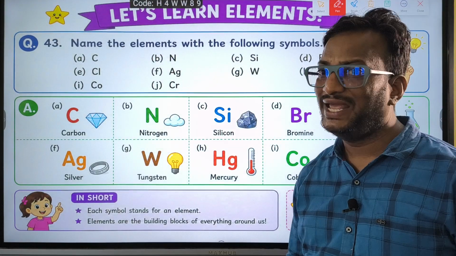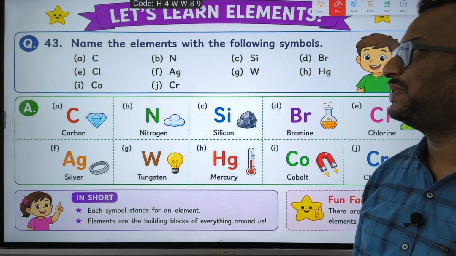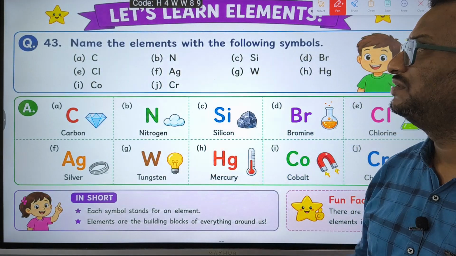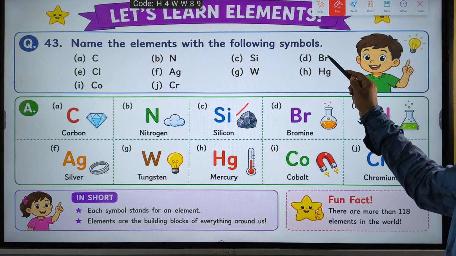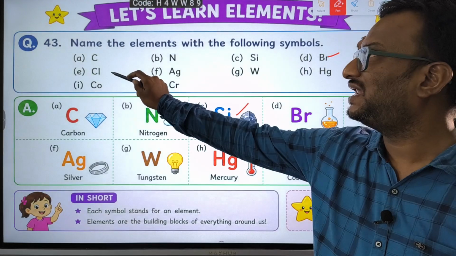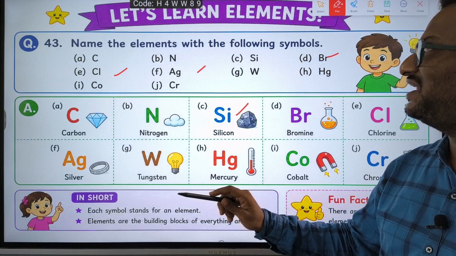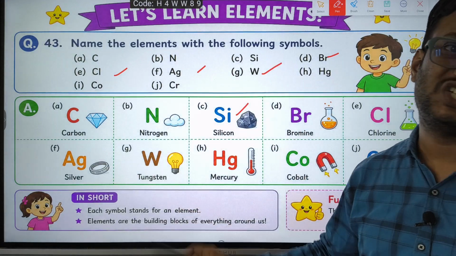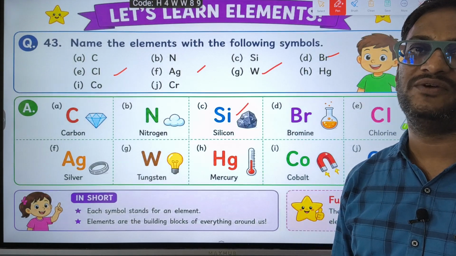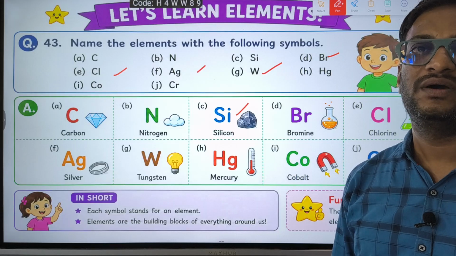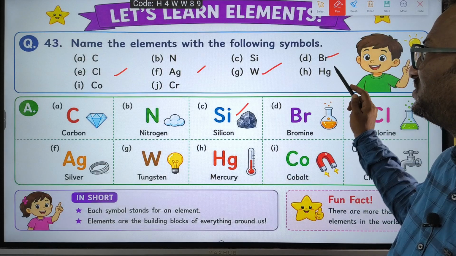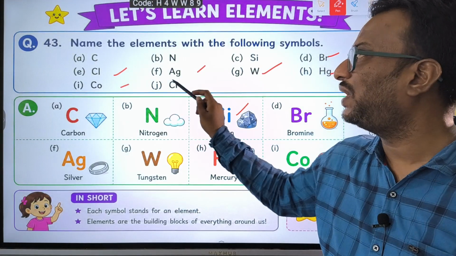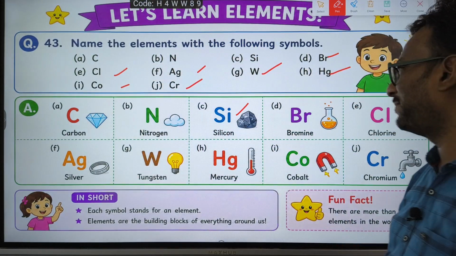Next one, name the elements with the following symbols. C, carbon; N, nitrogen; Si, silicon; Br, bromine; Cl, chlorine; Ag, silver; W, tungsten. Tungsten is the filament which is used in the bulb. Okay, it is an element. It is used as a filament. Hg, mercury; Co, cobalt; and Cr is chromium.